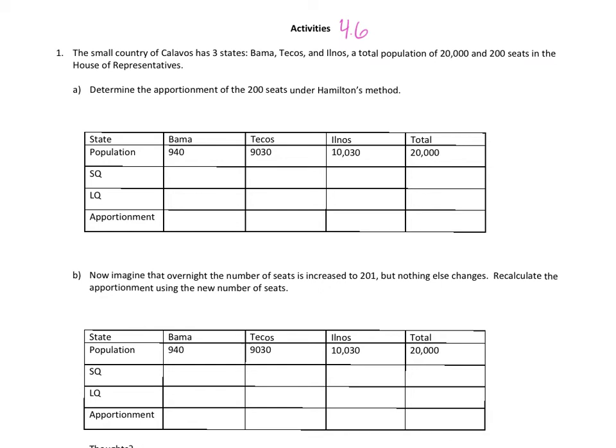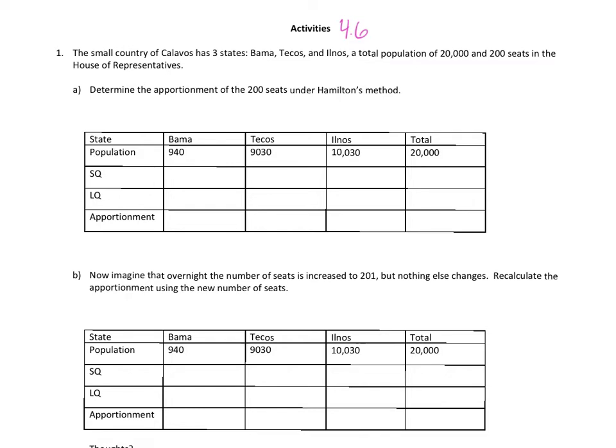A small country of Calavos has 3 states, Bama, Tecos, and Illinois, a total population of 20,000 and 200 seats in the House of Representatives. Determine the apportionment of the 200 seats under Hamilton's method. So this is a review from the very beginning of the apportionment chapter.